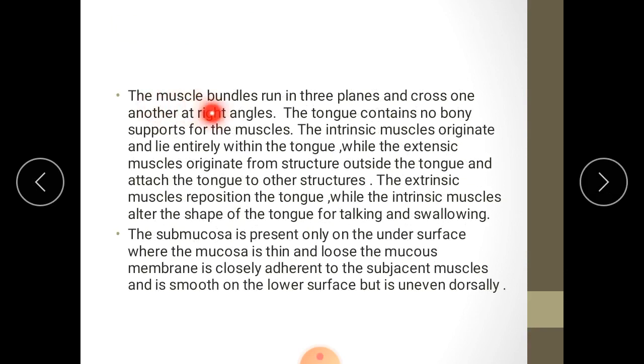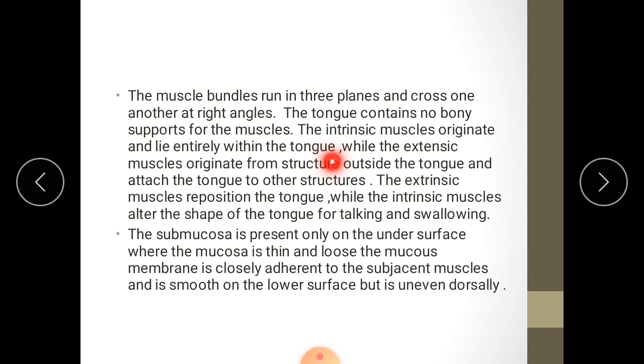The muscle bundles run in three planes and cross one another at right angles. The tongue contains no bony supports. Yes, the tongue has no bones. No bony supports for these muscles. The intrinsic muscles originate and lie entirely within the tongue. Intrinsic muscles means muscles present inside the tongue.